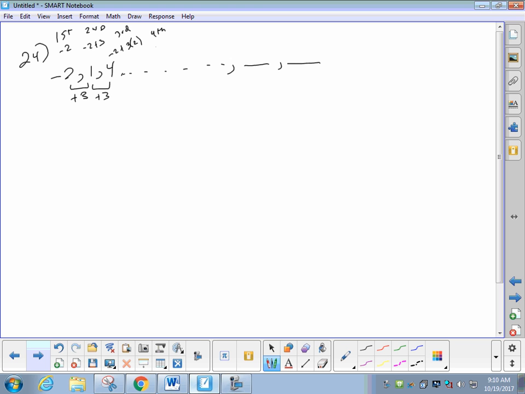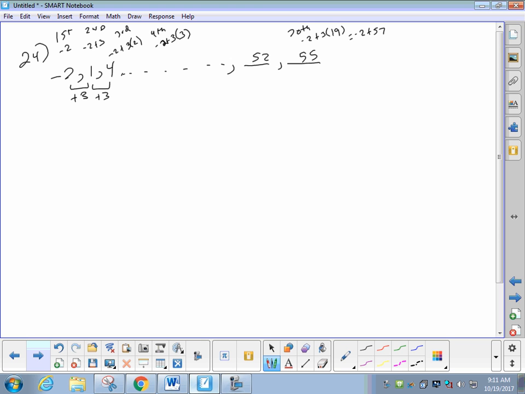So if the second term was -2 plus 3 once, and the third term is -2 plus 3 twice, and the fourth term is -2 plus 3 three times, then the 20th term would be -2 plus 3 nineteen times, which is -2 plus 57, or 55. I could go back a little. What's the one before that? 52, and so on, right? So that helps me a little because I know what the first ones look like and what the last ones look like.